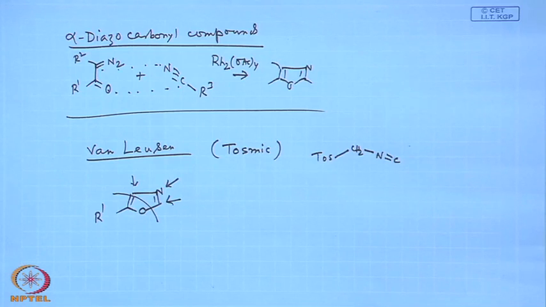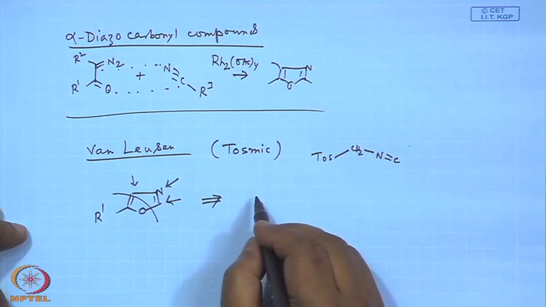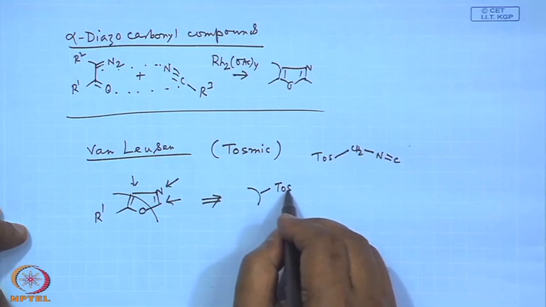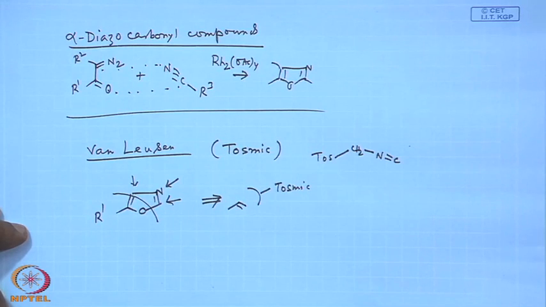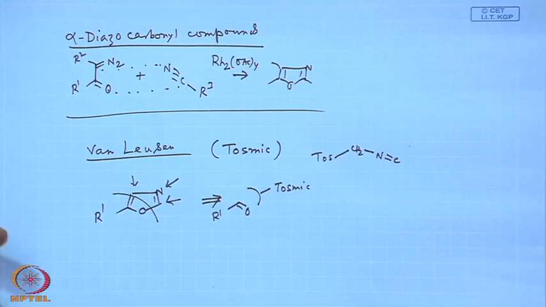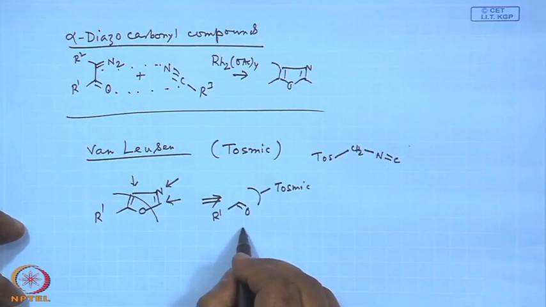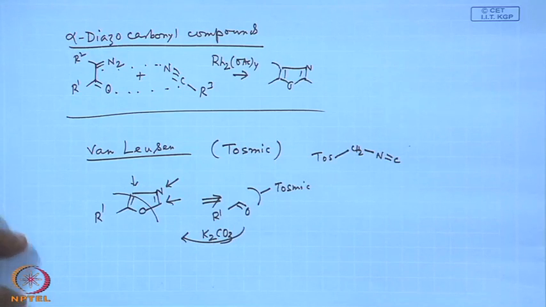So obviously this is very simple. What should be the starting material? This one is TosMIC and the other one is an aldehyde. If you have TosMIC and the corresponding aldehyde, the reaction is so easy, and the reaction conditions are very easy: you just add potassium carbonate, and eventually you get to this compound. This reaction is pretty general. Now, if you recall, in the case of pyrrole synthesis, what did you need? Anybody remember?